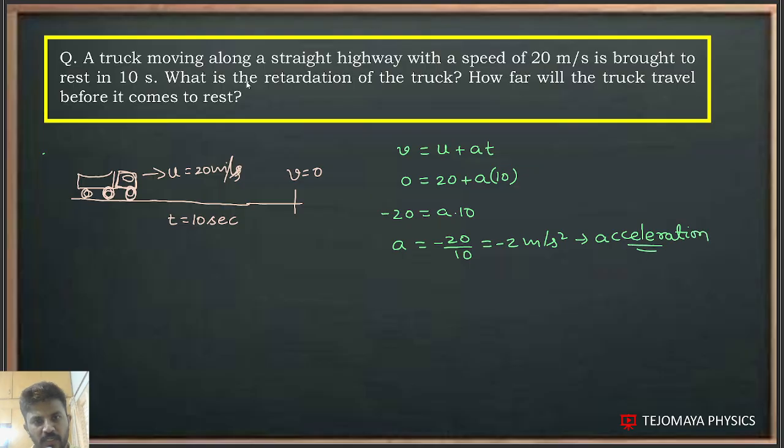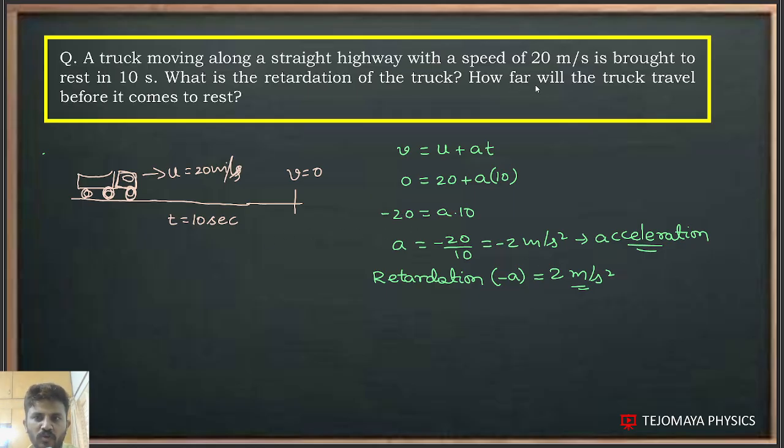They are asking for retardation. So retardation is given by minus a. Retardation is minus a, that is equal to 2 meter per second square. Clear, no? Okay, that is about this. The negative sign indicates that the speed is decreasing.